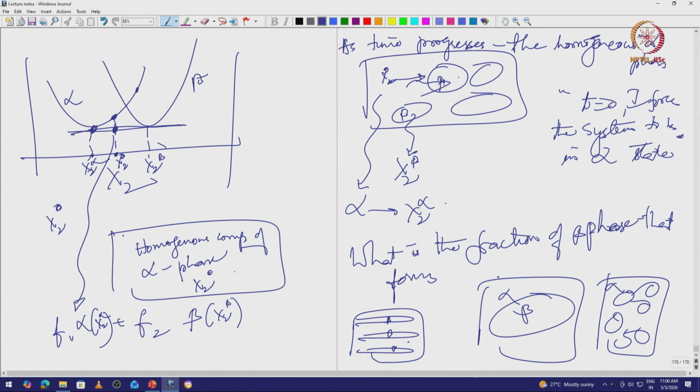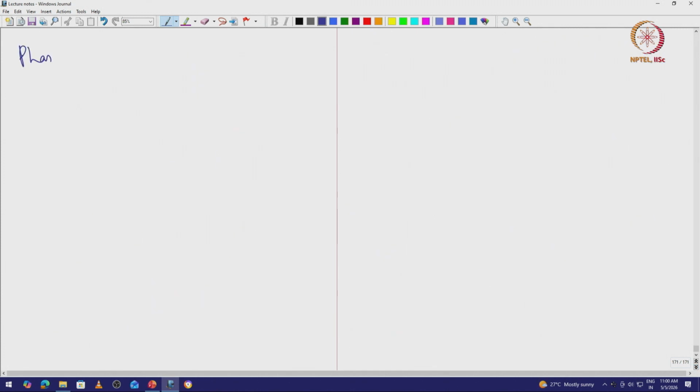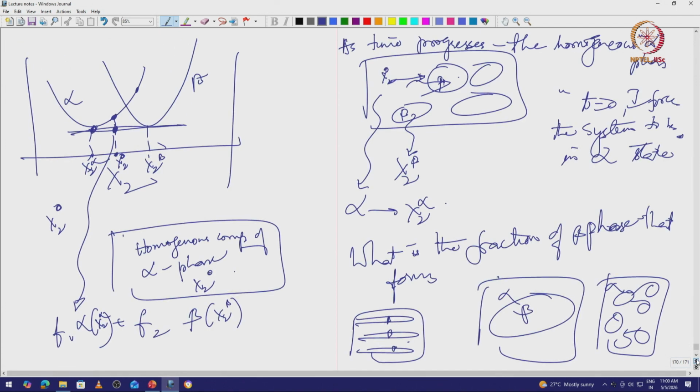And how do I get the phase fraction of beta? I start here. You can see this is just mass conservation. The amount of beta phase, f of beta, is equal to, I am going to call this entire thing L, the length in composition space, x2 beta minus x2 alpha, whereas this is going to be L1 and this is going to be L2.